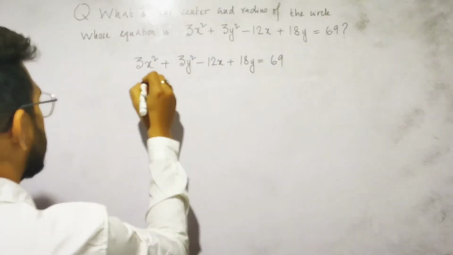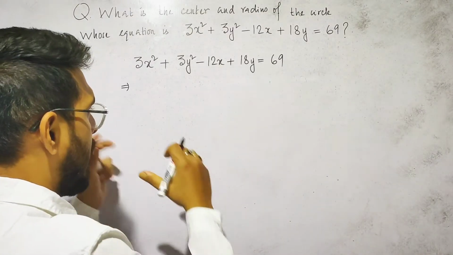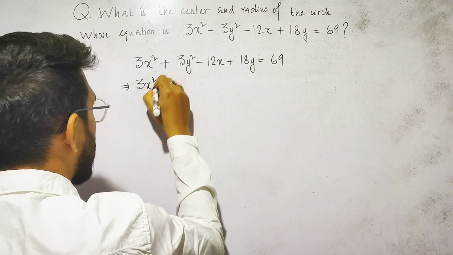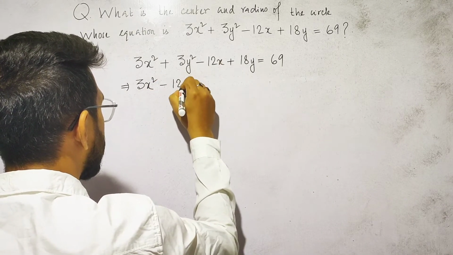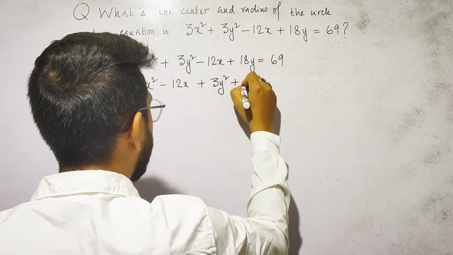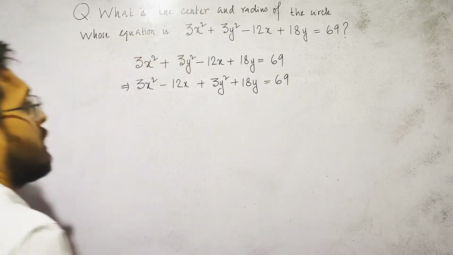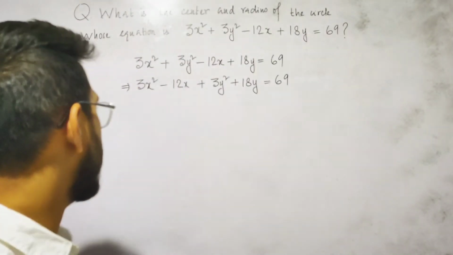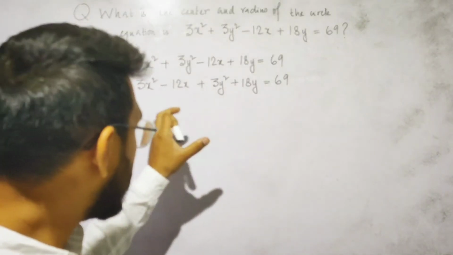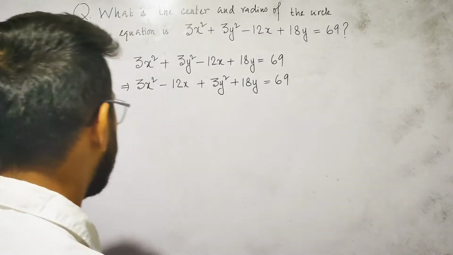Now, if we rearrange this equation, what happens? Let us bring the x terms together and the y terms together. So 3x squared minus 12x plus 3y squared plus 18y equals 69. Now we have arranged this particular thing. Now we are going to add some extra numbers so that we can make perfect squares out of that. Now let us see how.